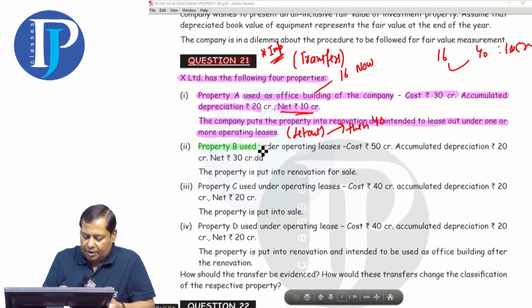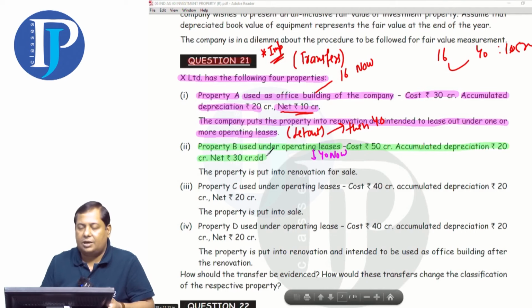Next point. Property B is with them and is being used under an operating lease. You know what an operating lease means? Let out. 40 is applied for this. It costs 50 crores and depreciation is 20 crores. Its WDV is 30 crores. 50 minus 20 is 30. And this property B is put into renovation for sale. Put for sale, Ind AS 2. So this goes from 40 to 2.